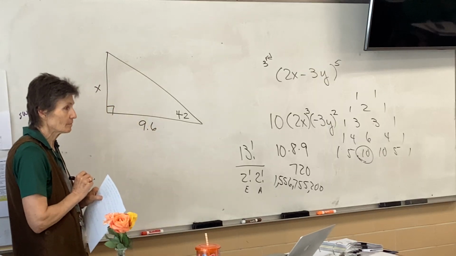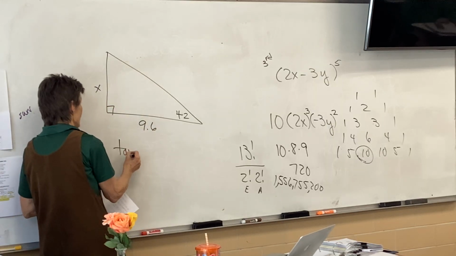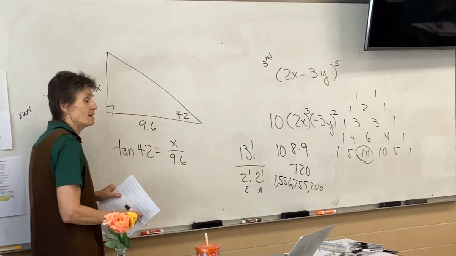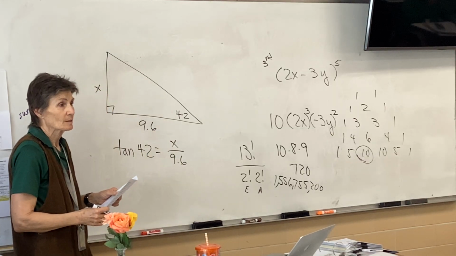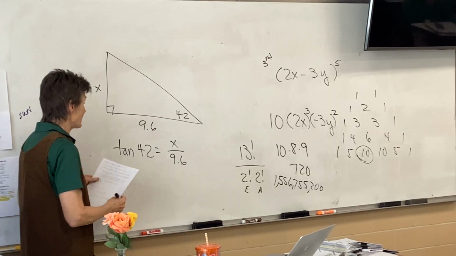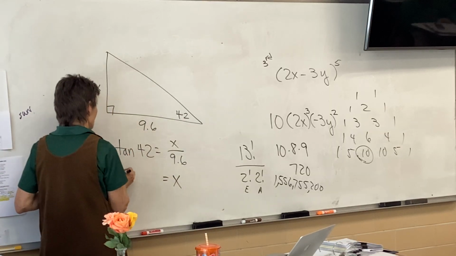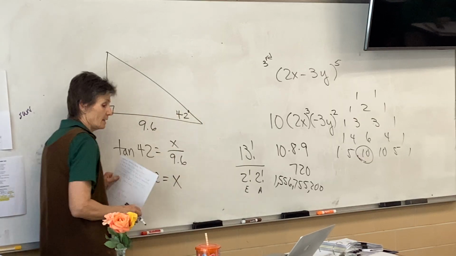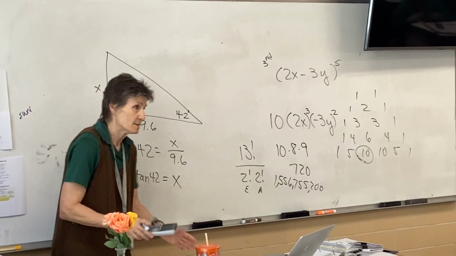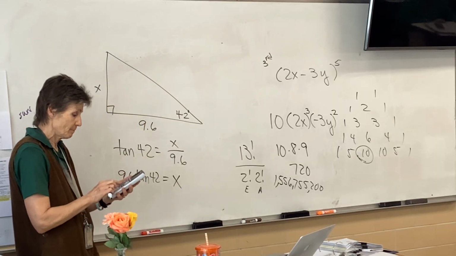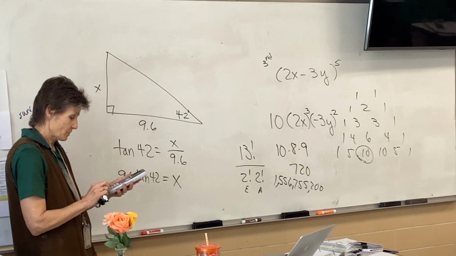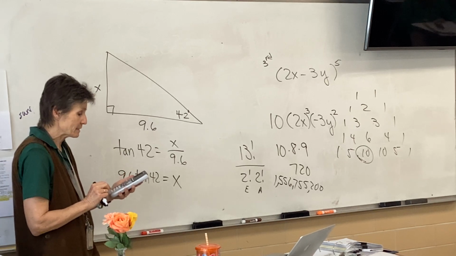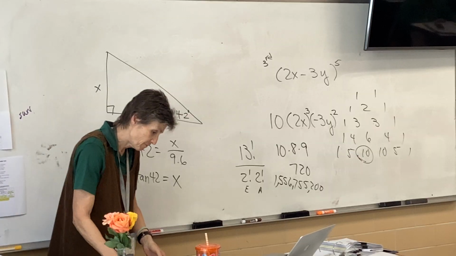It's tan 42. So this is going to be a tan. So tan 42 is x over 9.6. Because what's tangent? TOA, opposite over adjacent. Times by 9.6. Be sure that your calculator is in degrees, because that is a degree measure. So we get 8.64, and that would be feet.